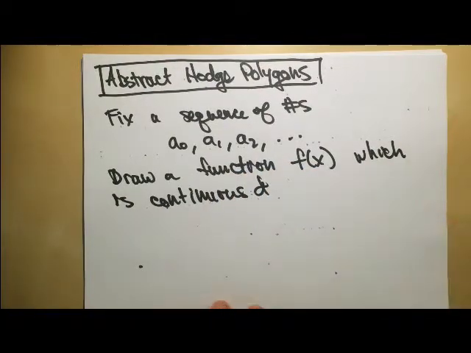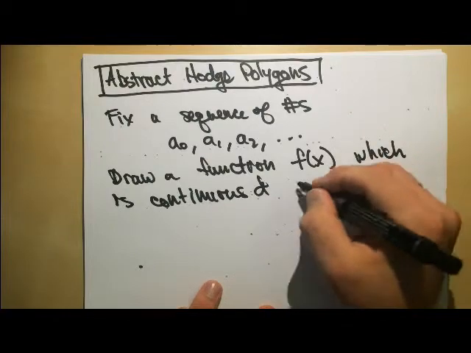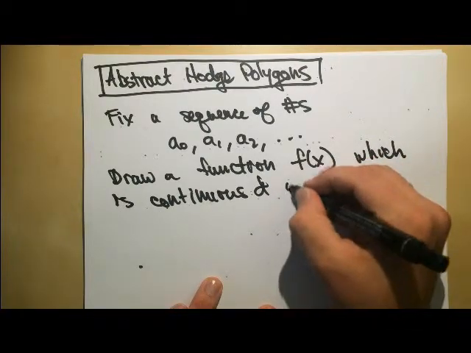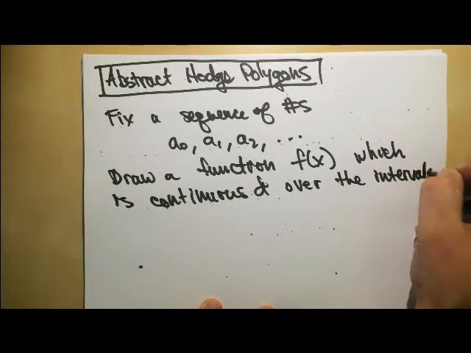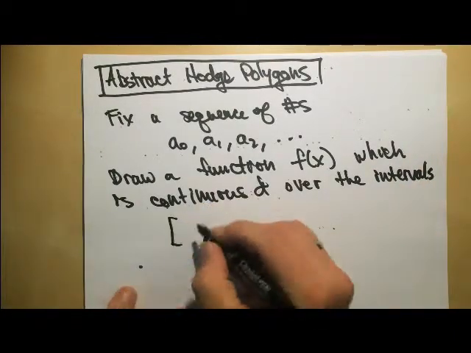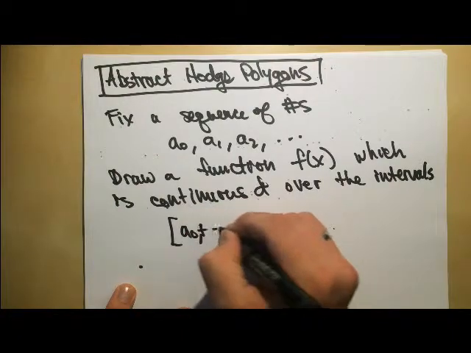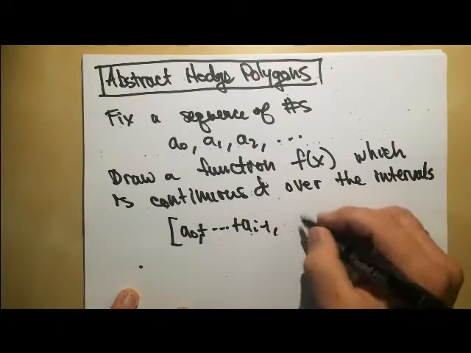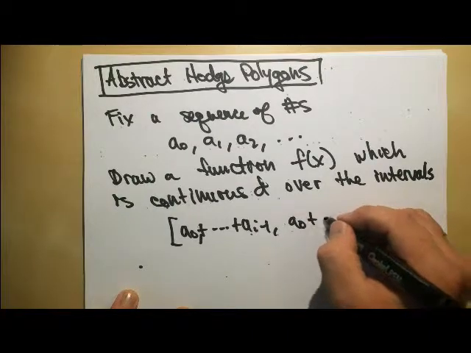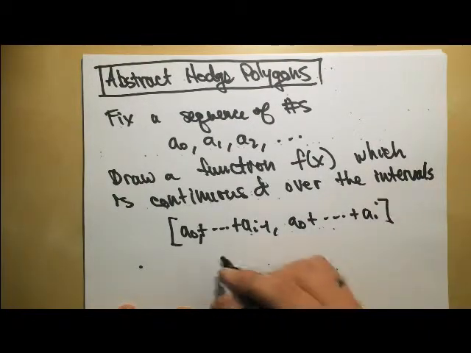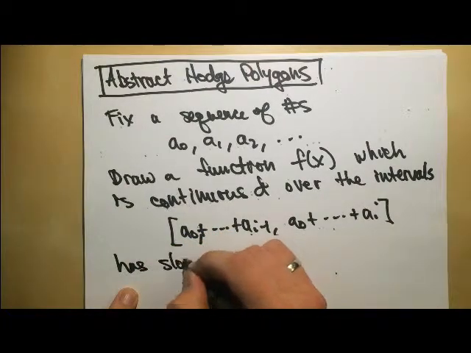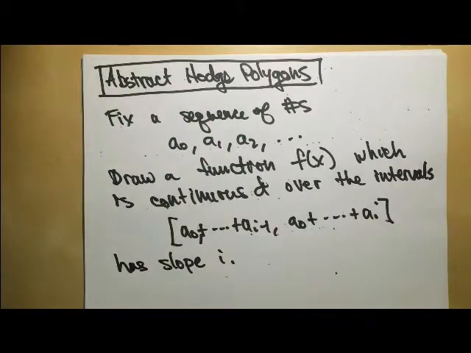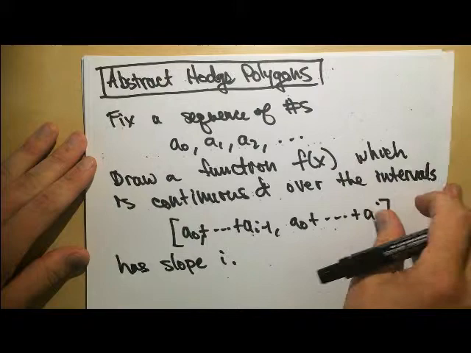And over the intervals, let's say here from a0 plus ... plus a(i-1) up to the next partial sum, this is an interval of length a_i. It has slope i. Okay, so let me draw one now. Let me give you an example.